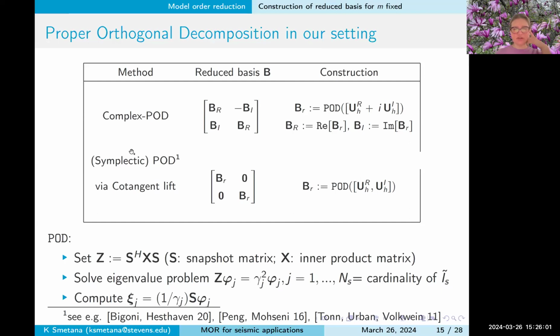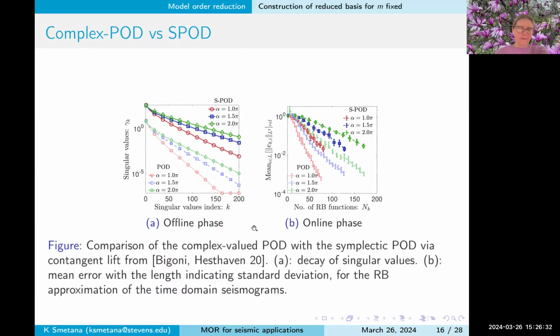Also, some people suggested to use, in this case, symplectic POD via cotangent lift. If you're familiar with symplectic methods, you might recognize that if your reduced basis is orthonormal, you actually have here a symplectic structure, which is not surprising given that we do Galerkin. And then, yeah, we actually compared the two, and at least for the problem that we're considering with these layers, the standard complex valued POD really outperformed symplectic POD significantly.